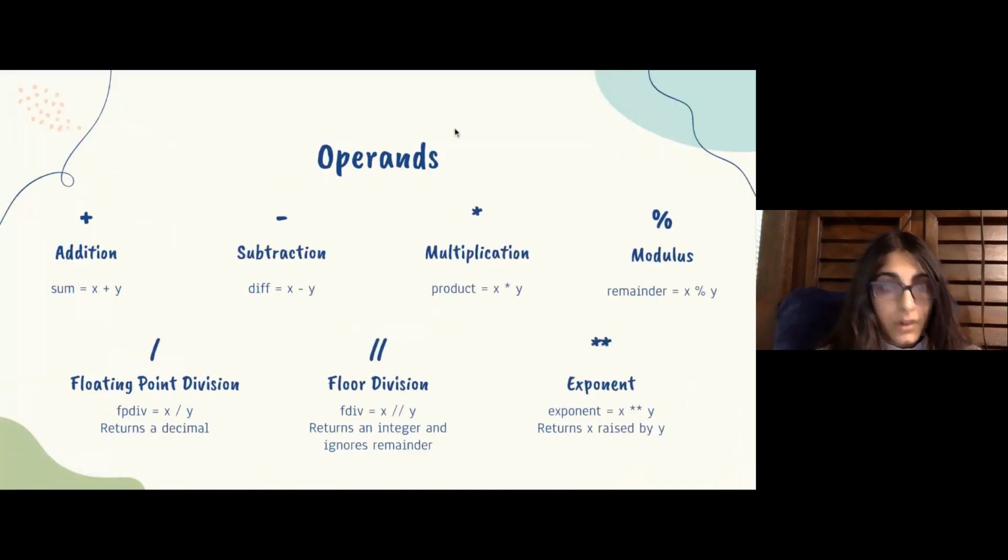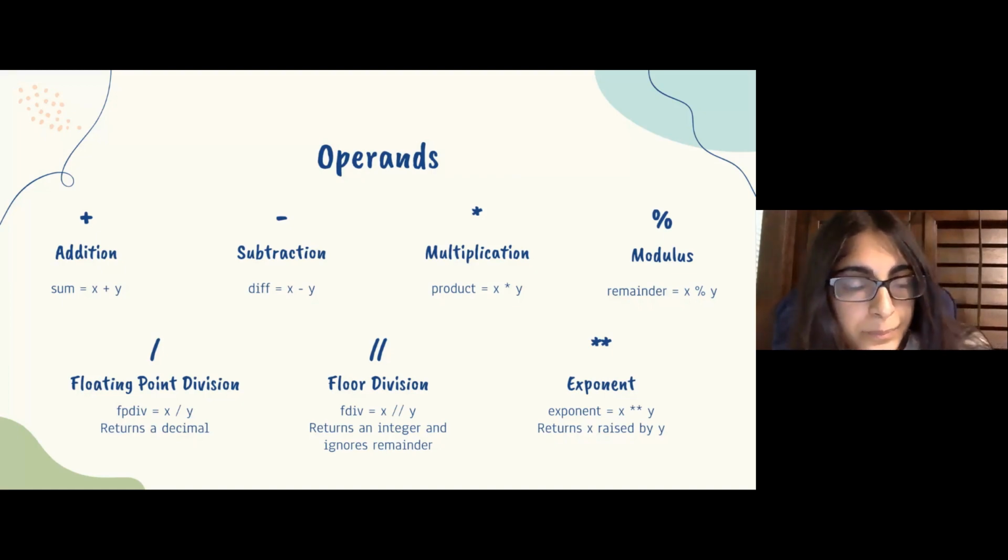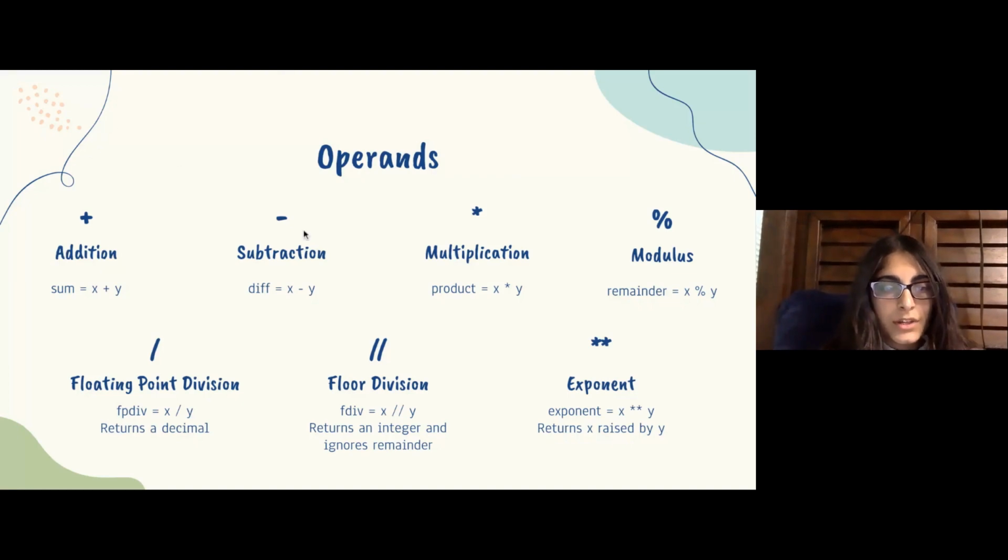And now we have our operands. Coding sometimes involves some math, and some of the symbols aren't what you usually would expect. We have our addition and subtraction, which are pretty self-explanatory. Our multiplication, if you weren't familiar, we can't use x for multiplication. We're going to use the asterisk. We have a modulus, which you may or may not be familiar with. What this does is it helps you find the remainder.